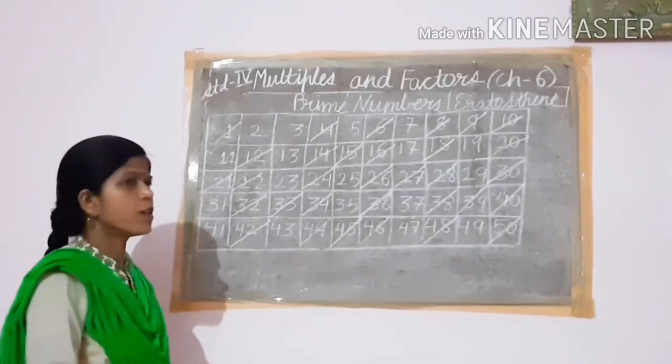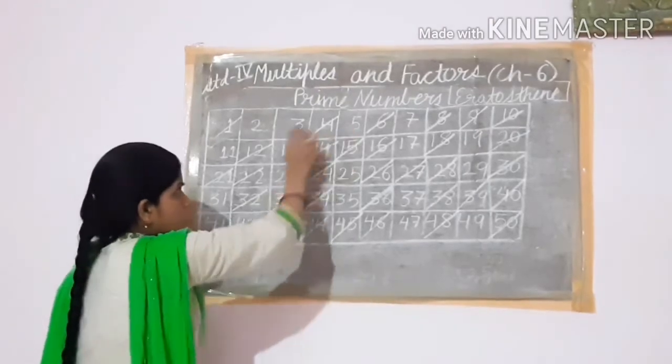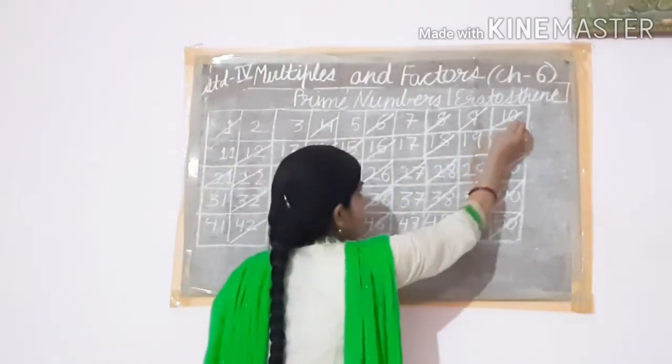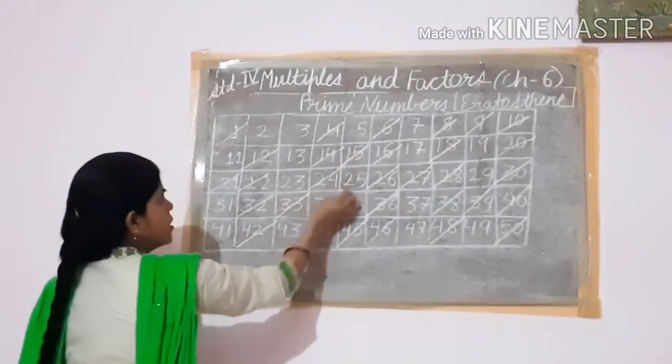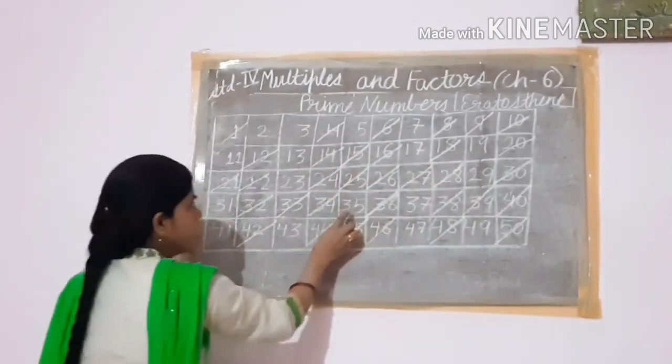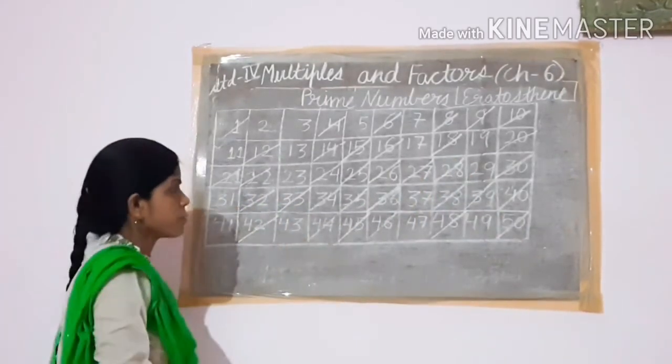Next, every multiple of 5 other than 5 is not a prime number. So cross out every fifth number from the beginning, but leave this 5. Every fifth number: 5, 10, 15, 20, 25, 30, 35, 40, 45, 50.